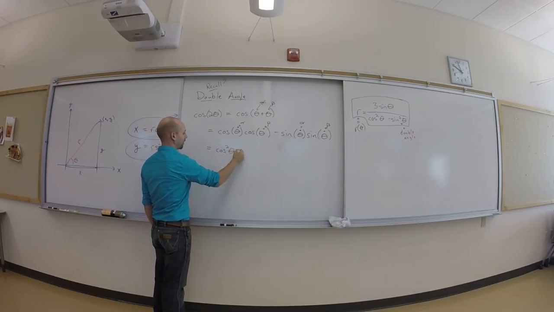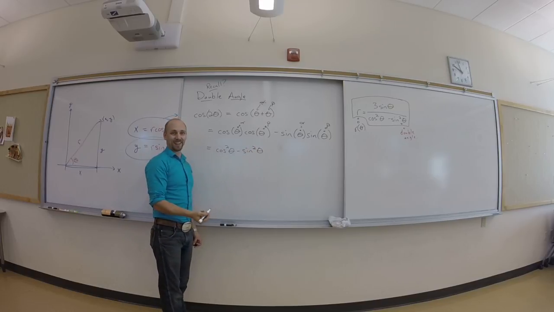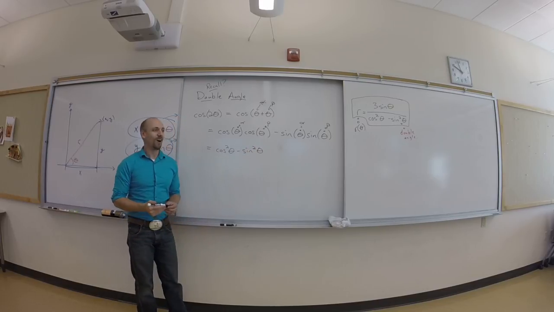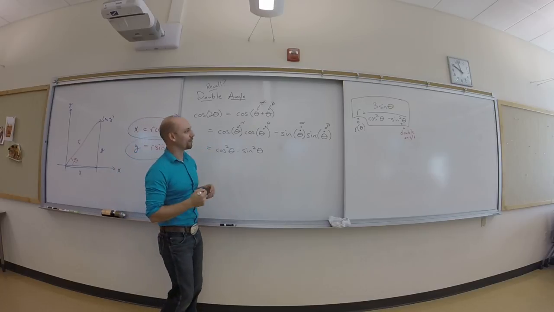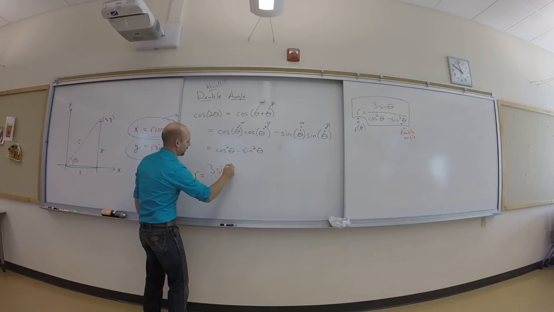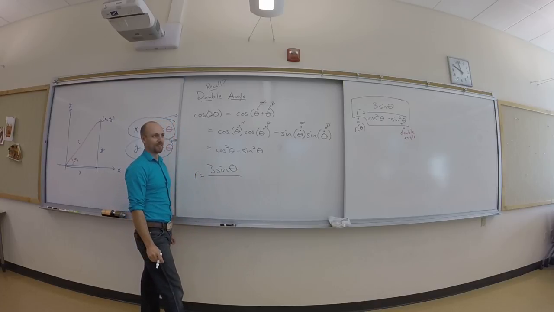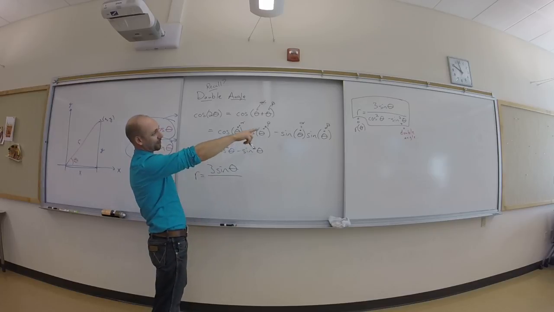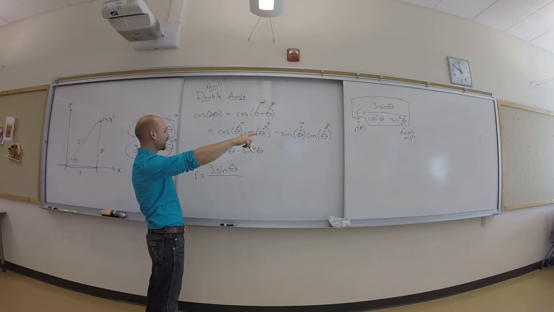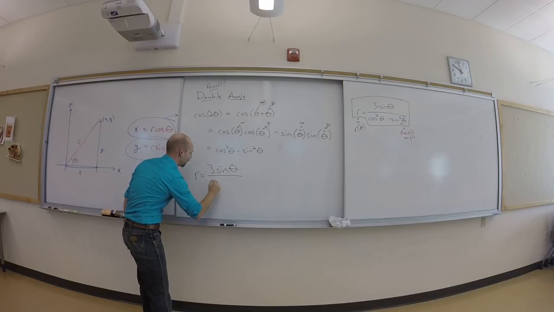Cosine squared theta minus sine squared theta? Does that look familiar? Oh, holy crap. So that other problem I was doing a minute ago where I had r equals 3 sine theta over, yeah, I had cosine squared minus sine squared, both of theta. So what can I replace that with? Cosine of 2 theta.